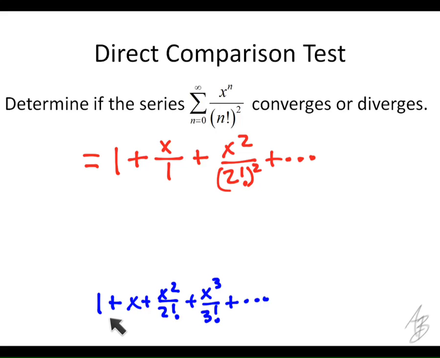So this series here is a series that we have dealt with. What is this series, this Taylor polynomial representing? What function? That is the e to the x Taylor polynomial. And what is the radius of convergence for this? Does this series converge or diverge, or is it conditional on the x value?